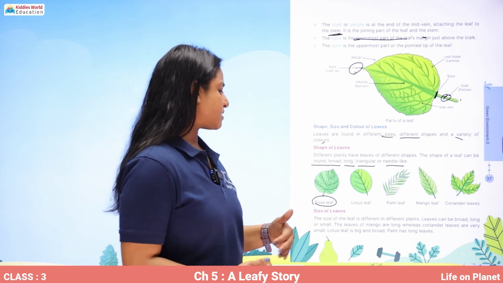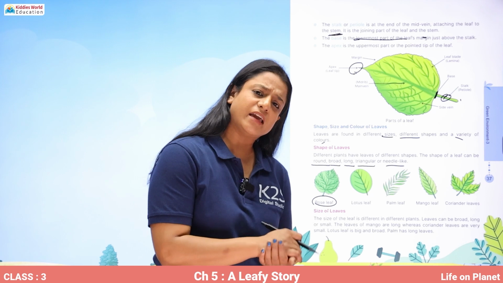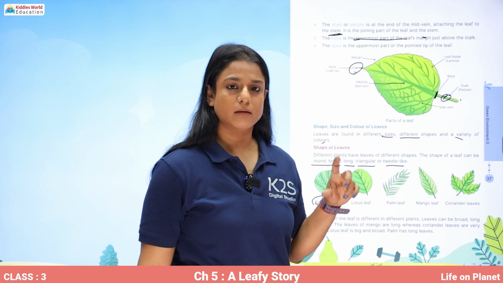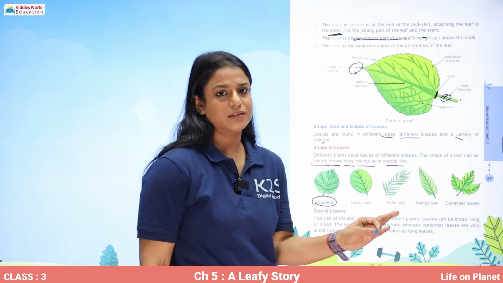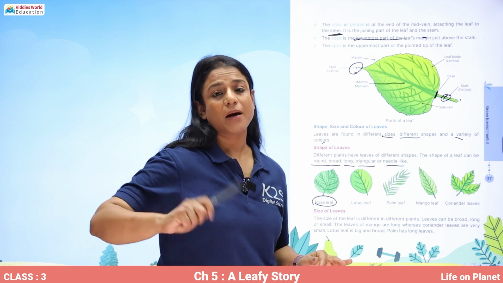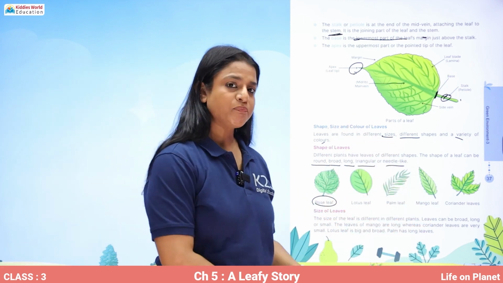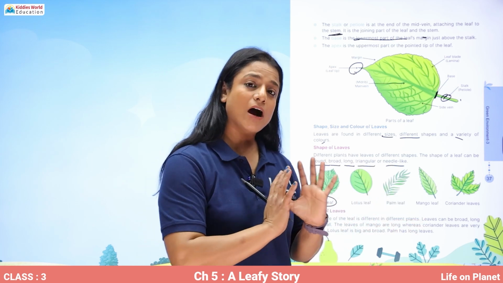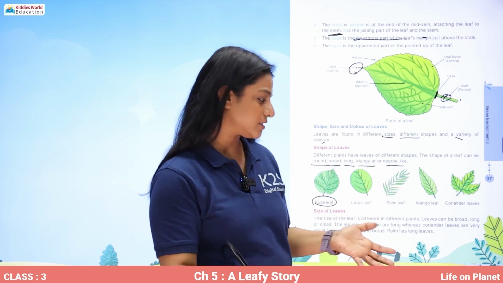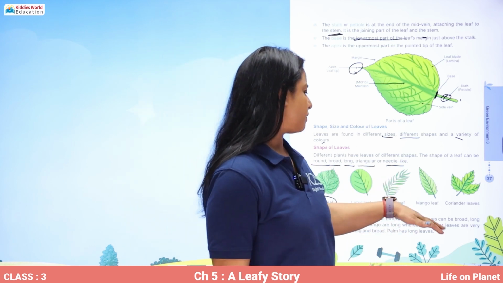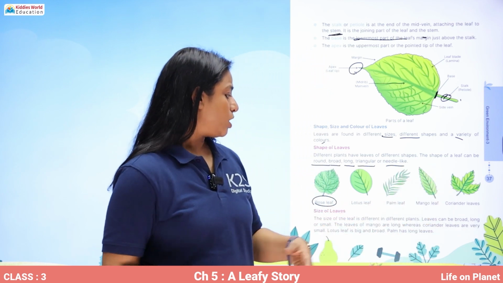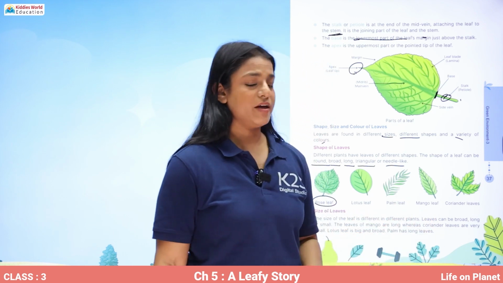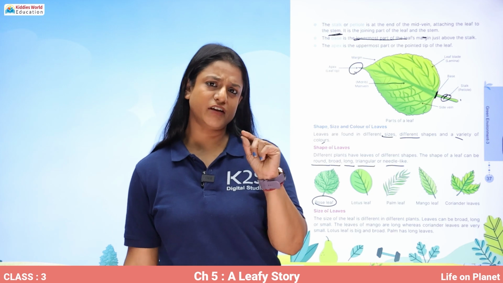Okay. Now what are the sizes of the leaf? The sizes of the leaves can be very small, medium, or very large. Like we saw, the duckweed plant has the smallest leaves in the plant kingdom, and the palm trees have the largest ones. Some plants like the lotus plant have broad, round, floating, medium-sized leaves. The size of the leaf is different in different plants. Leaves can be broad, long or small. The leaves of mango are long, whereas coriander leaves are very small.